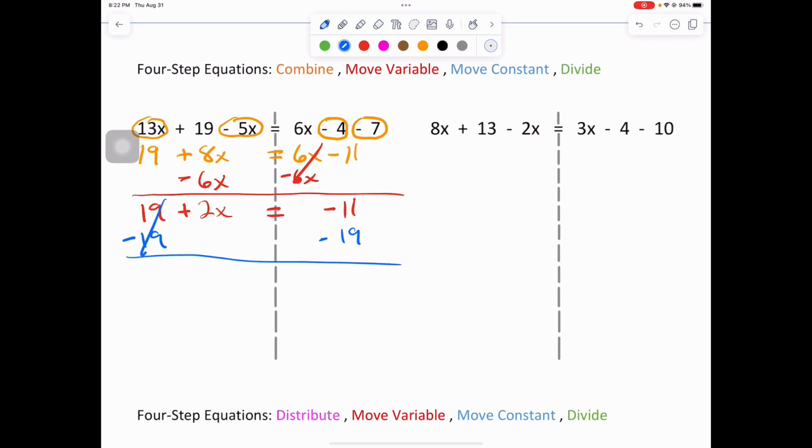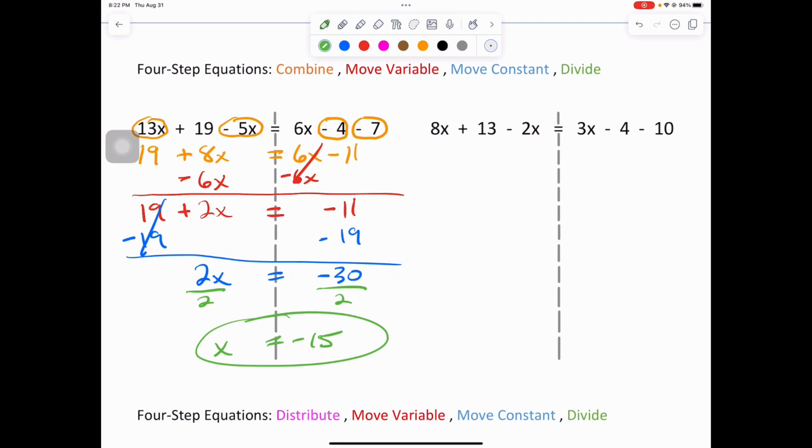19 minus 19, cross that out, bring down our 2x. Bring down your equals. Negative 11 minus 19 is negative 30. And again, we will just simply divide by 2 on each side. X equals negative 15. Circle your answer.